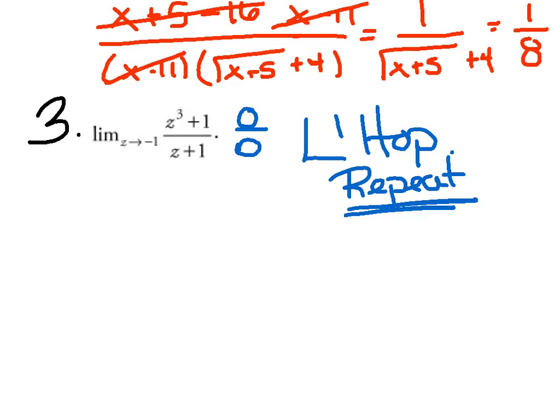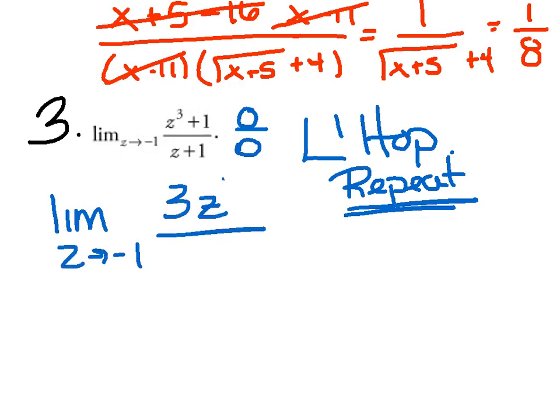L'Hopital's just says take the derivative of the top and bottom. So I should still have the limit as z approaches negative 1. On top, I'm going to get 3z squared all over 1. And if I plug in my negative 1, I'm going to get negative 1 squared is 1, times 3, all over 1. I should get an answer of 3.